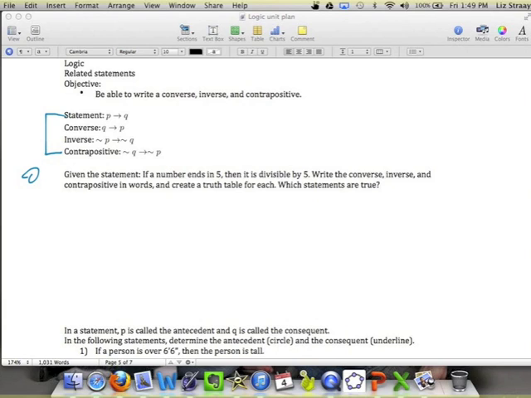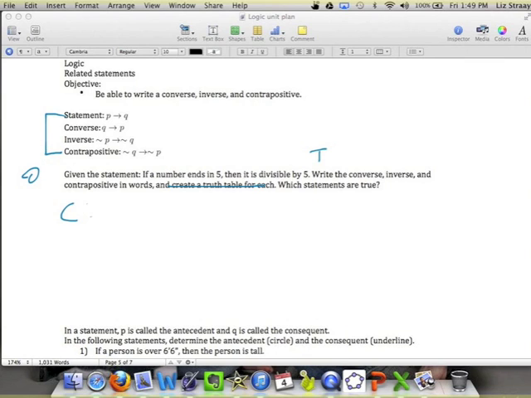The next one says, given the statement, if a number ends in 5, it's divisible by 5. Write the converse, inverse, and contrapositive in words. We're not going to do that. And which statements are true. So we can start by just saying, is the original statement true or false? If a number ends in 5, is it divisible by 5? True. Yeah, so the original statement is true. So what we want to do is write the other ones.